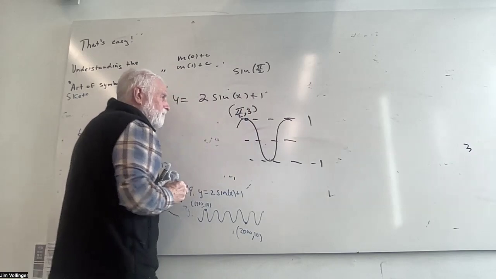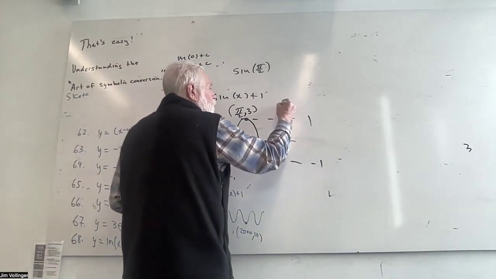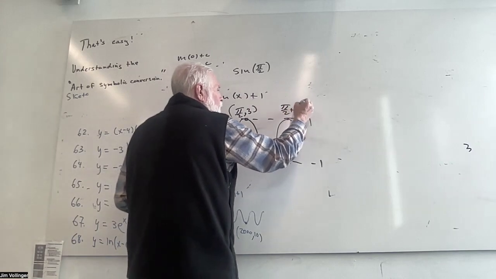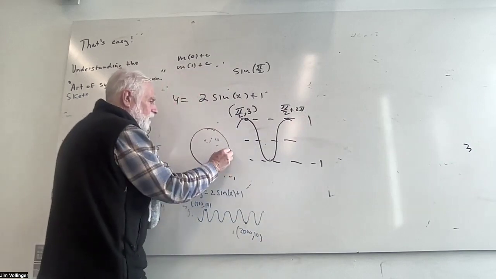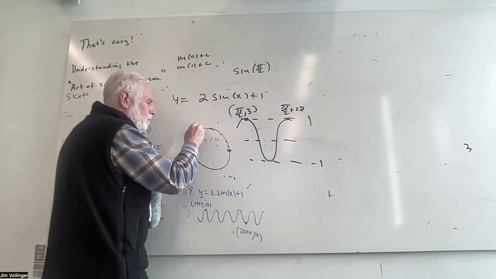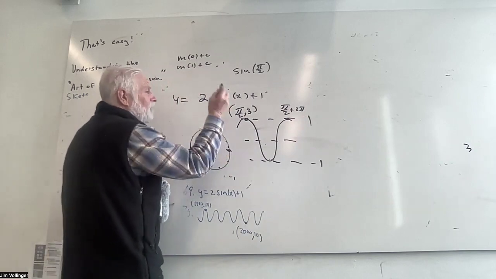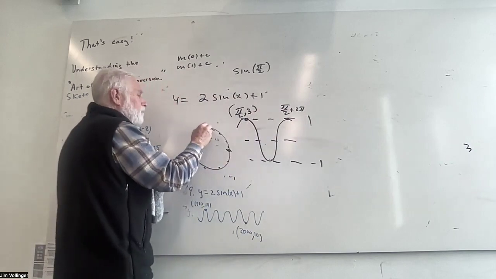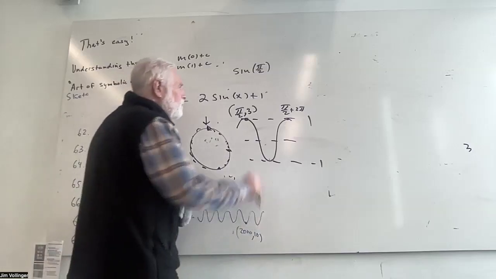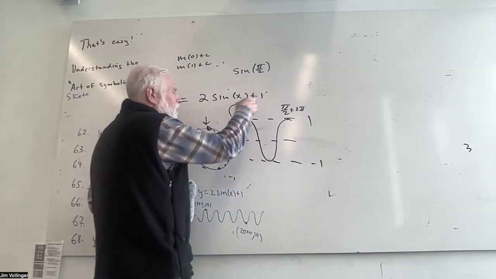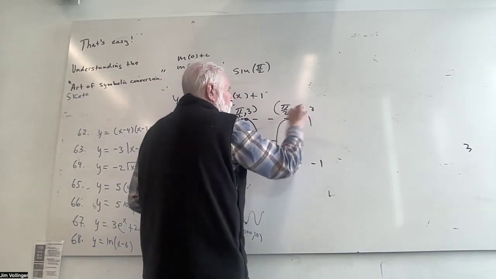Planting seeds here. And when I come back to pi over 2 plus 2 pi, one trip around the circle, starting at pi over 2, I'm back to 1. But in this case, I'm doubling that 1 and adding 1, which brings me to 3. So that brings me back to 3.